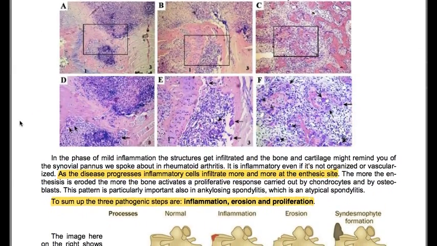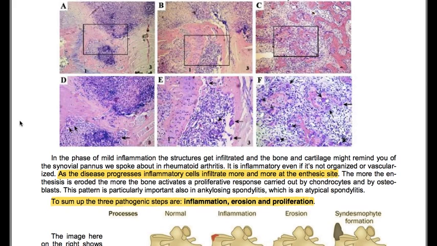In the phase of mild inflammation, the structures get infiltrated and the bone and cartilage may remind you of the synovial pannus we spoke about in rheumatoid arthritis. It is inflammatory even if it's not organized or vascularized. As the disease progresses, inflammatory cells infiltrate more and more at the enthesic site. The more the enthesis is eroded, the more the bone activates a proliferative response carried out by chondrocytes and by osteoblasts.